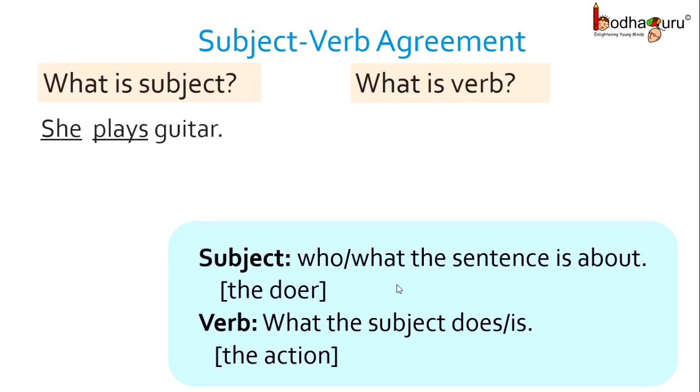For example, she plays guitar. In this sentence, she is the subject as she is performing the action of playing. And what is the verb? Plays is the verb here, which is the action word.